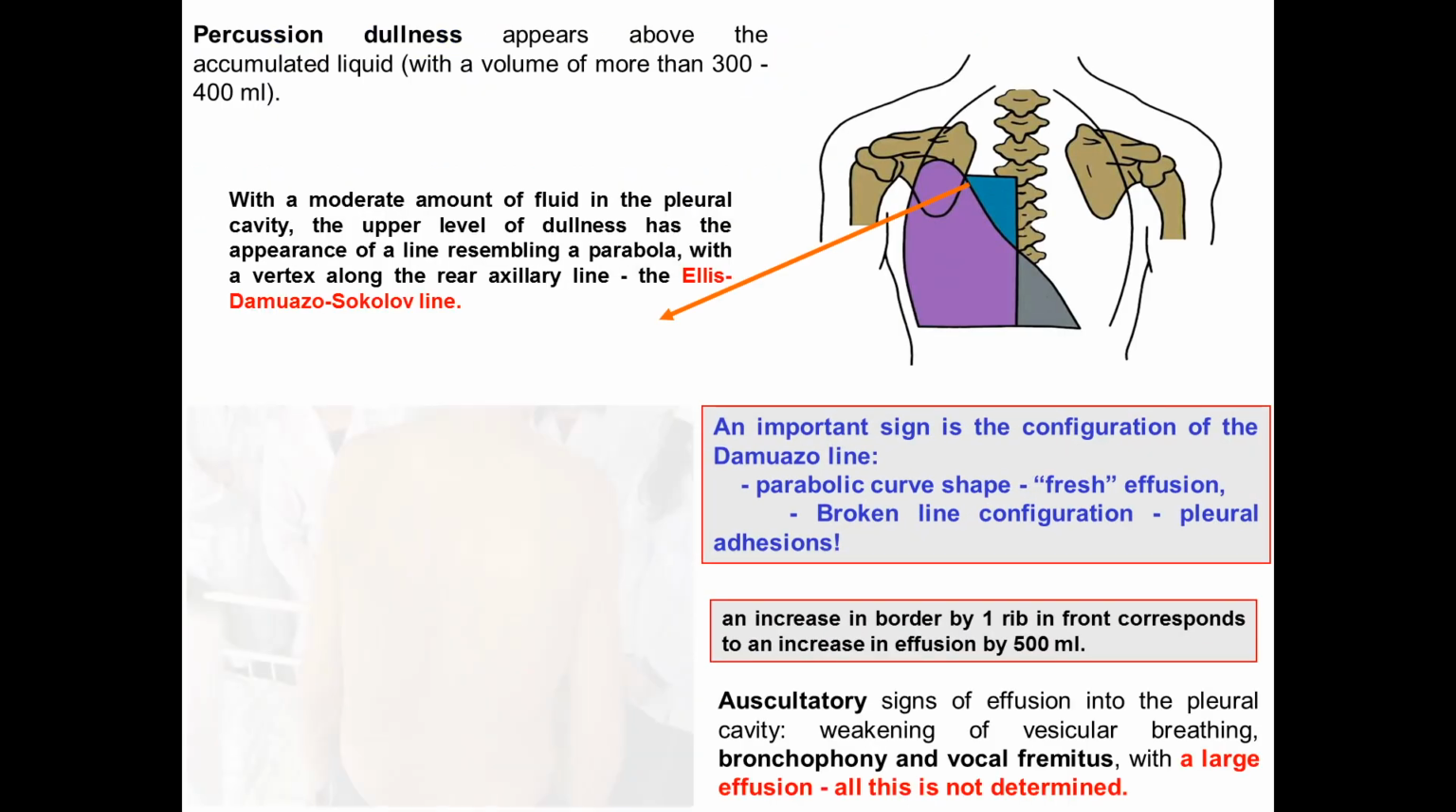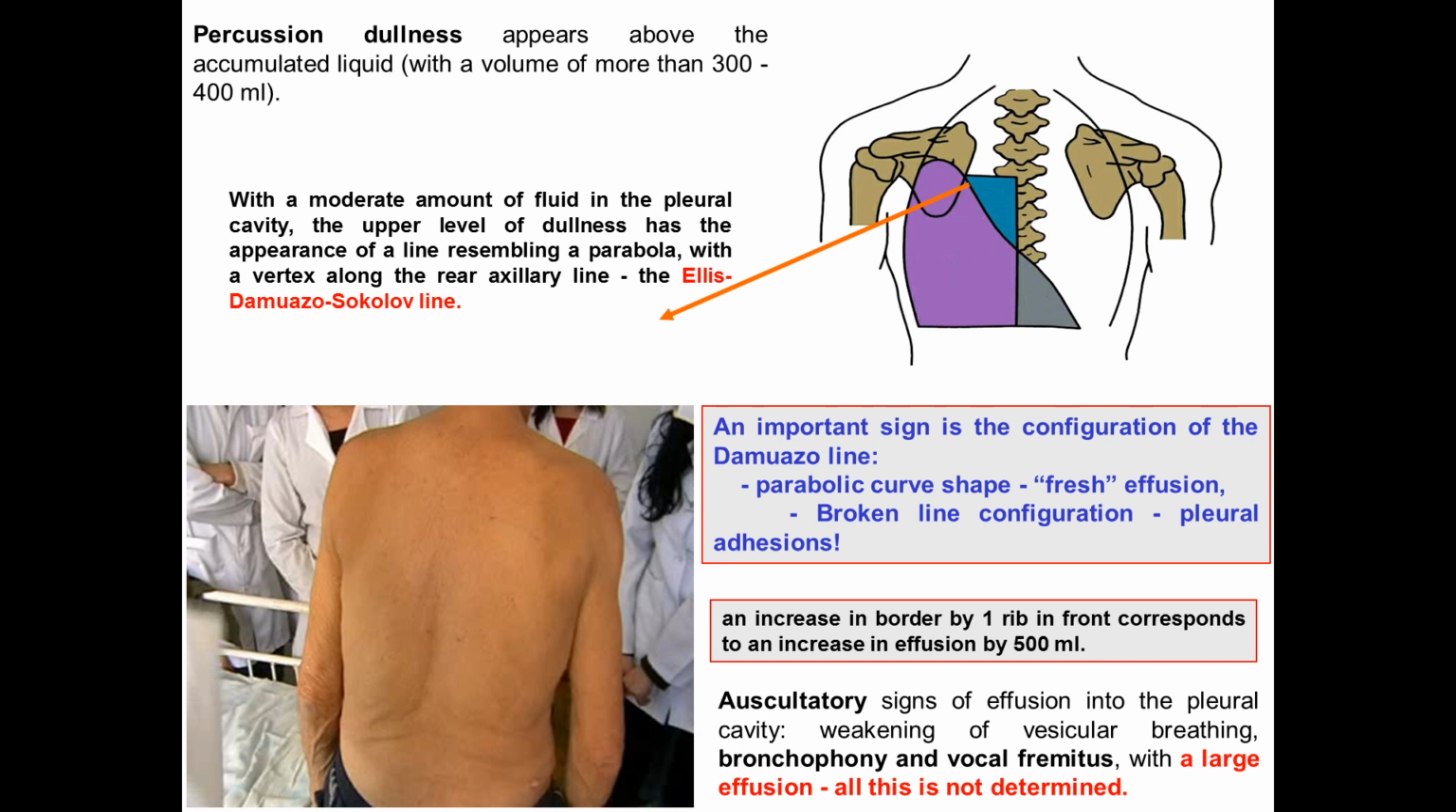During percussion, dullness appears above the accumulated liquid within a volume of more than 300 to 400 milliliters. With a moderate amount of fluid in the pleural cavity, the upper level of dullness has the appearance resembling a parabola with a vertex along the rear axillary line, which is named the Ellis-Damoiseau-Sokolov line.